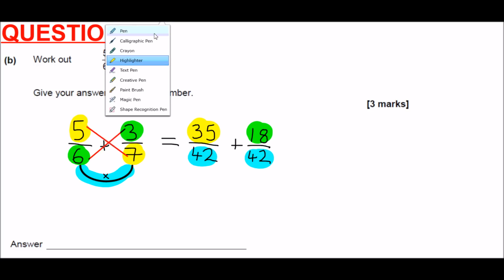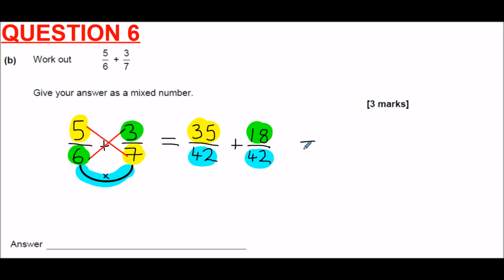Now we've done that, and the bottom numbers are the same, we can leave the bottom numbers alone and just look at the tops. So we just do 35 plus 18 now to work out what the new top number will be. So we can do this over here just out of the way. 5 plus 8 is 13. Carry the 1. And then 3 plus 1 is 4, plus the 1 we've carried would be 5. So 35 plus 18 is 53 over 42.